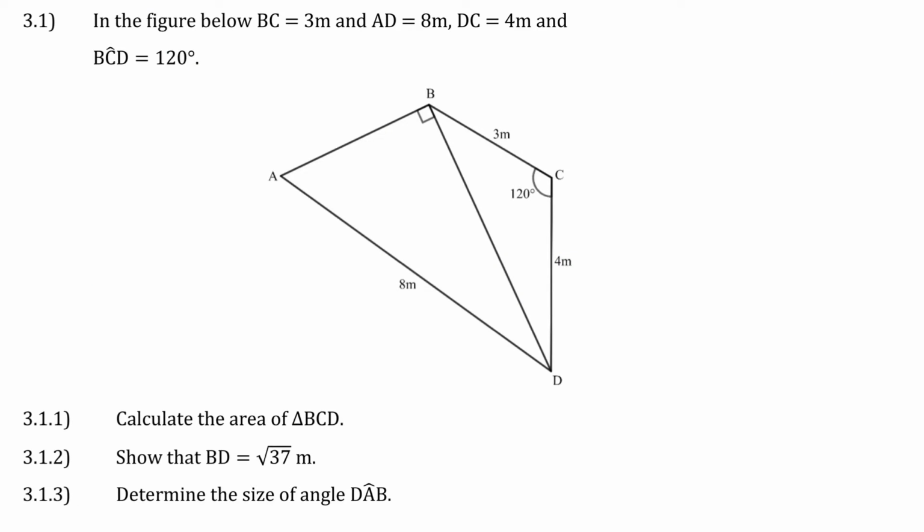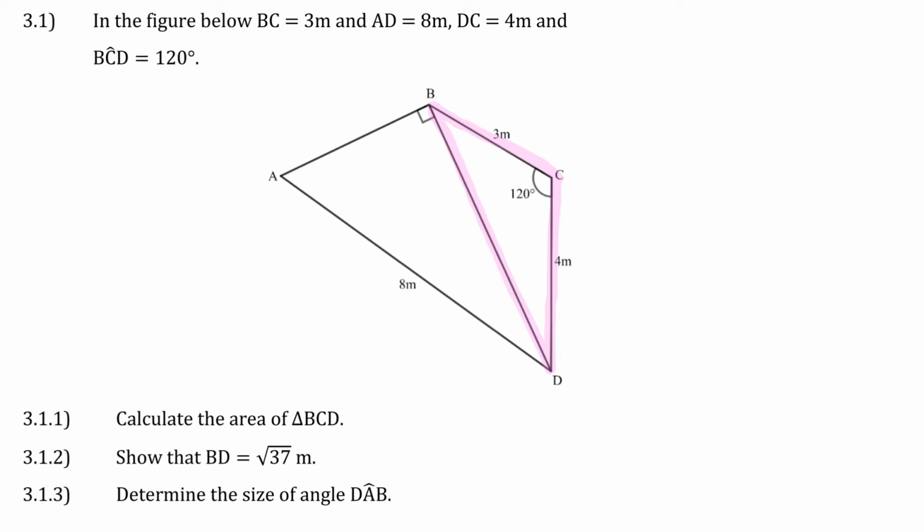In this question, I have a sketch. BC is 3, AD is 8, DC is 4, and BCD is 120, as well as my sketch says that angle B, or angle ABD, is 90, which is not in the instruction. So 3.1.1, calculate the area of BCD. I'm going to highlight BCD.